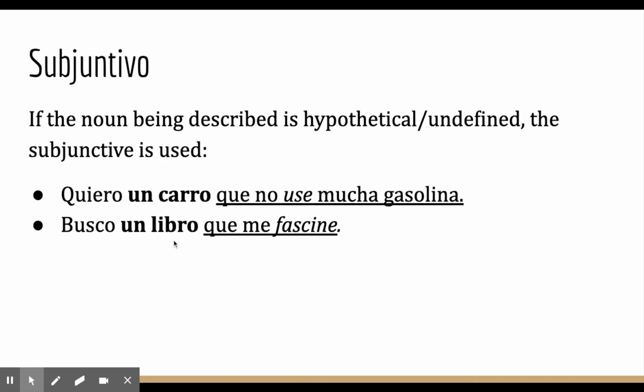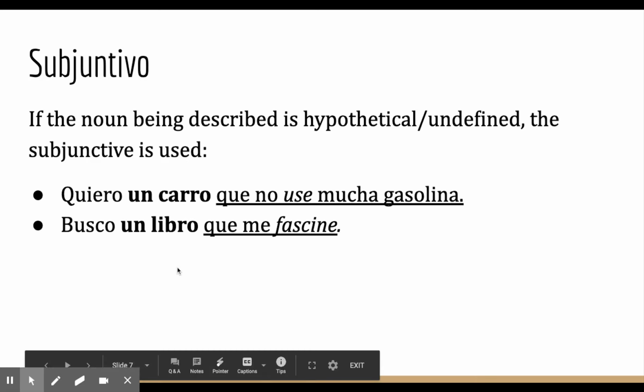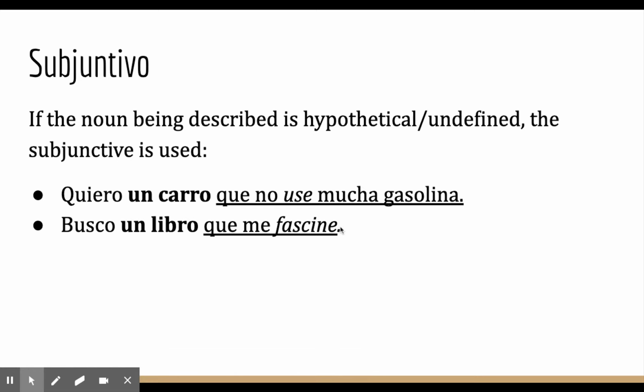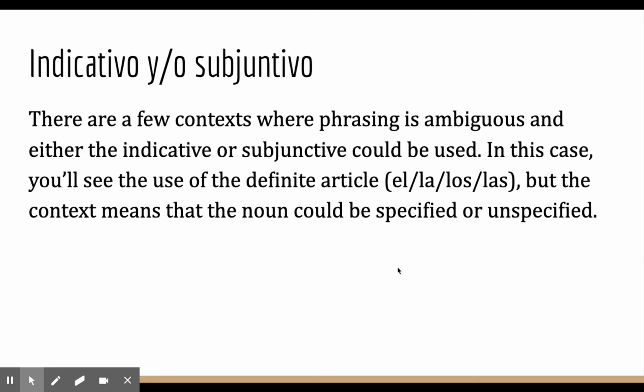And then busco un libro que me fascine. I'm looking for a book that will fascinate me. So right now, this book is hypothetical, so I'm going to use the subjunctive here, que me fascine. All right, so those are contexts where phrasing is ambiguous and you could use either the indicative or subjunctive.